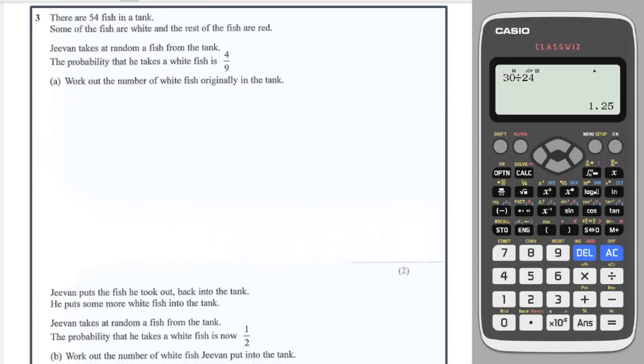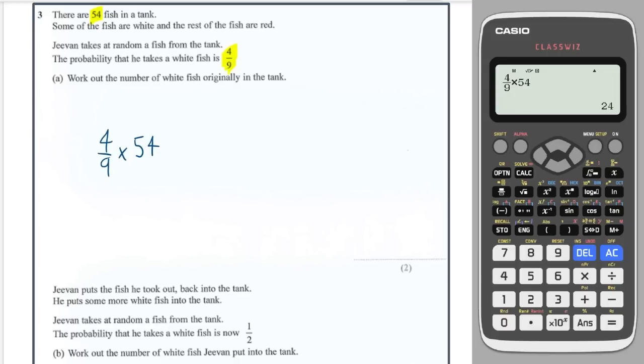Okay, next question, probability. There are 54 fish in a tank. Some of the fish are white, some of them are red. Javan takes a random fish from the tank. The probability that he takes a white fish is 4 out of 9. So that means that 4/9 of the fish are white. So if I want to work out the number of white fish, I need to do 4/9 of 54. I could do that on my calculator by pressing 4/9 multiplied by 54, and that's 24.